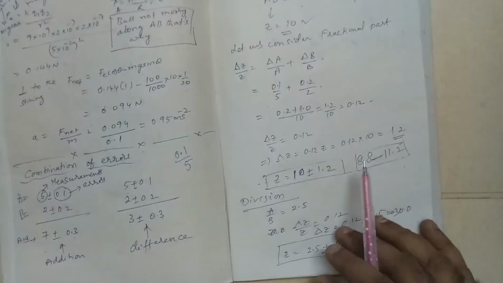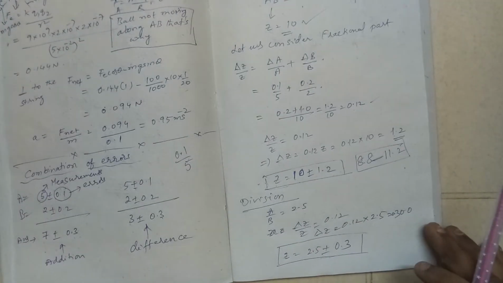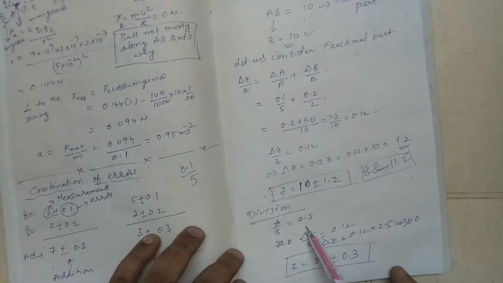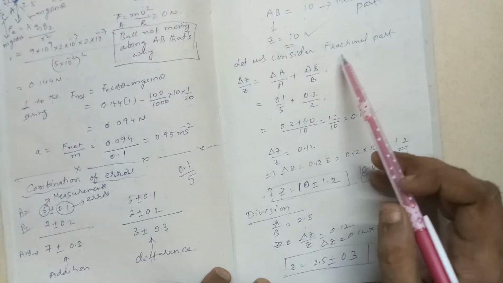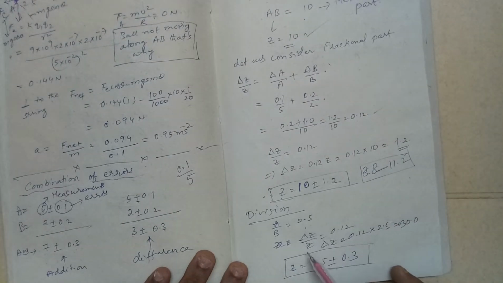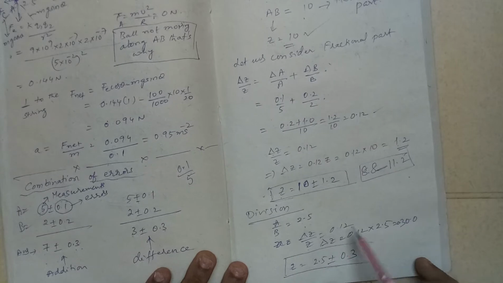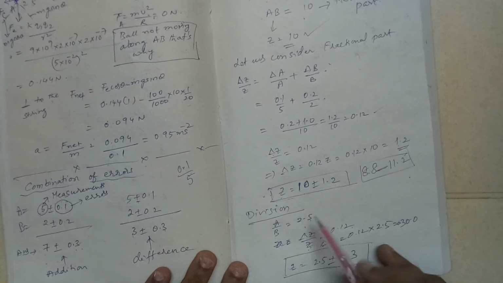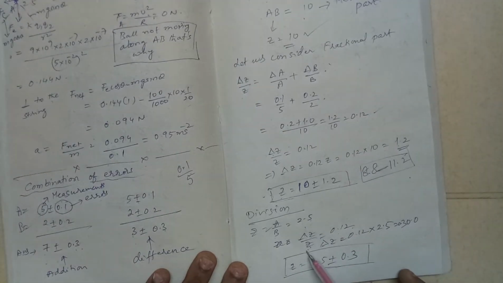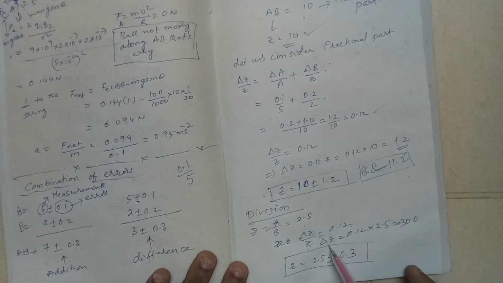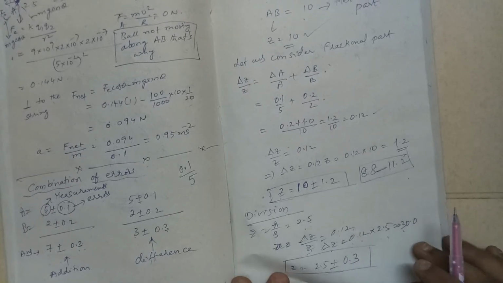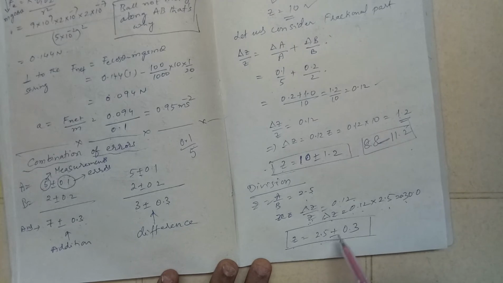Suppose I want to do division, that means I want to do A by B. The same procedure holds good. Here we will do 5 divided by 2, which is 2.5. When you do the fractional error addition, the whole thing will remain as it is in the previous question. So delta Z by Z will be equal to 0.12, but here Z is equal to 2.5. There it was 10, here it is 2.5. So delta Z is equal to 0.12 into 2.5, which you will get as 0.3. So the total answer will be 2.5 plus or minus 0.3.